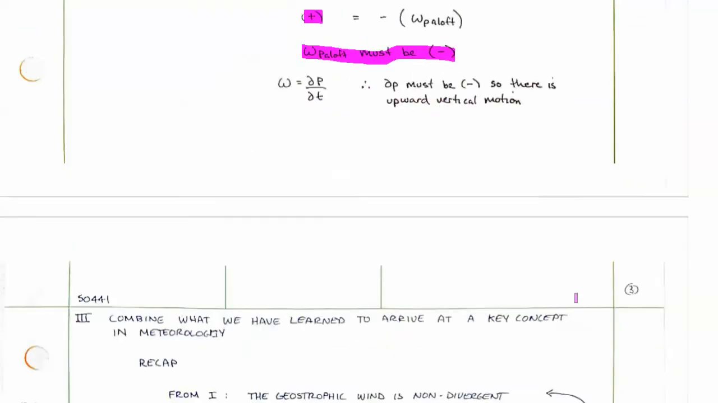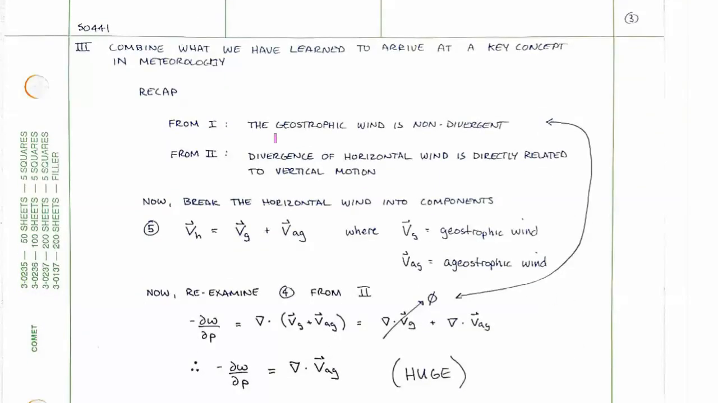So now let's take a look at what we've learned so far, and this is moving along rather quickly, and it's going to take a whole lot more time in class to go through this. So what have we learned? From part 1, we know that the geostrophic wind is non-divergent, or del dot V sub g is 0. So from 2, divergence of the horizontal wind is directly related to vertical motion.